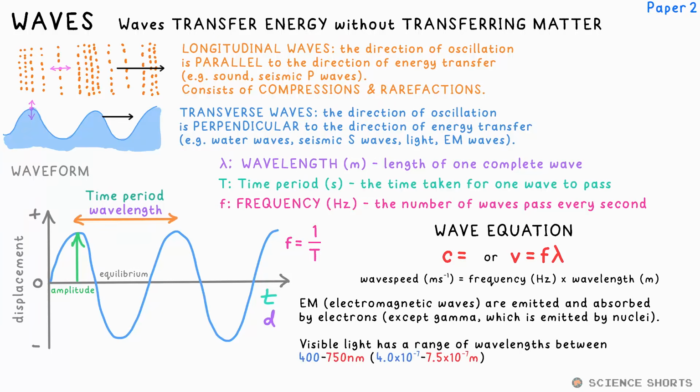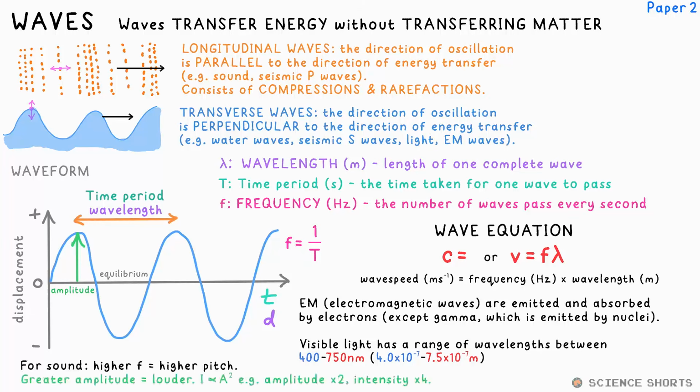It's worth remembering that visible light wavelengths vary from around 400 to 750 nanometers, with red light having the longest wavelength and blue light having the shortest. The intensity of a wave is proportional to the amplitude squared. That means that if the amplitude doubles, the intensity quadruples.